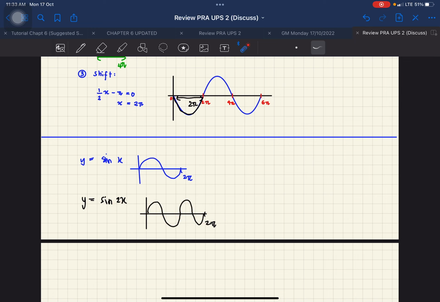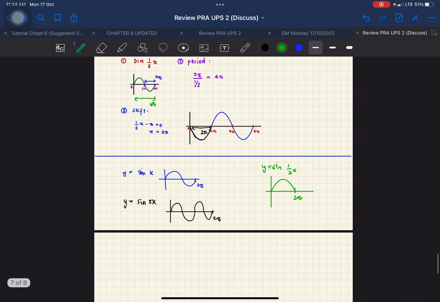Contoh. Okay, so sekarang kita ada 1 over 2. So maksudnya y equals to sin 1 over 2x. So meaning that for 2 pi punya jarak, saya punya cycle adalah half sahaja. So dekat sini 2 pi. Okay, so ini sepatutnya saya punya graf lah, 2 pi.